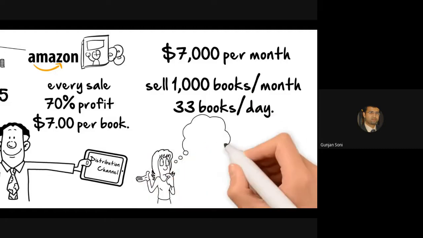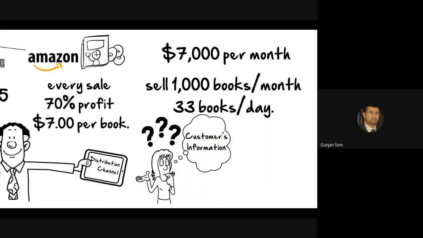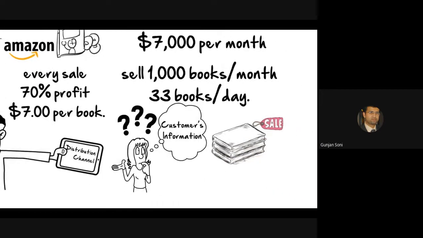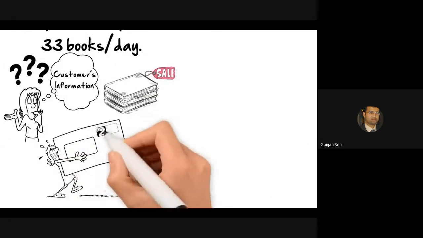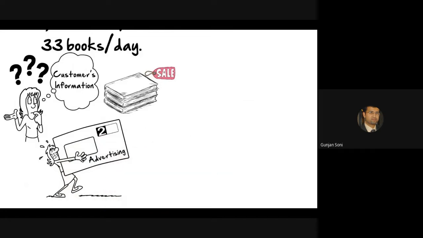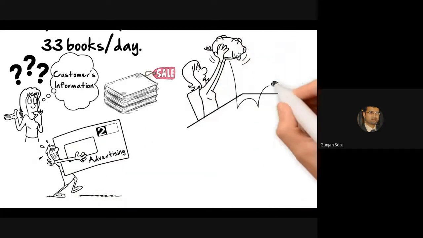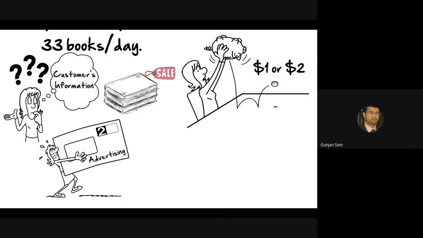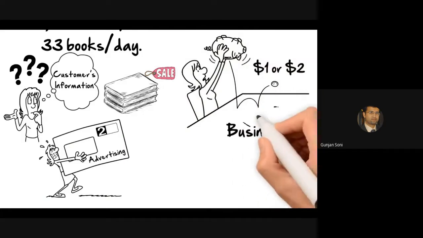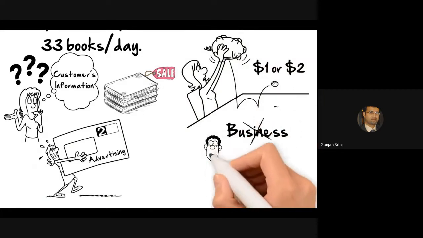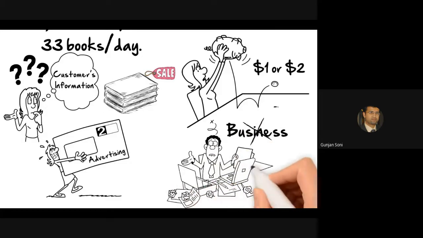She doesn't get any of her customers' information such as their name or email address, so her only way to make money is to constantly sell books every single day. She might be able to spend some of that $7 in profit on advertising, but that will decrease her profits down to $1 or $2 per book if she's lucky. This is not a business, and yet it's what tens of thousands of authors attempt to do each and every day. Now let's take another approach.